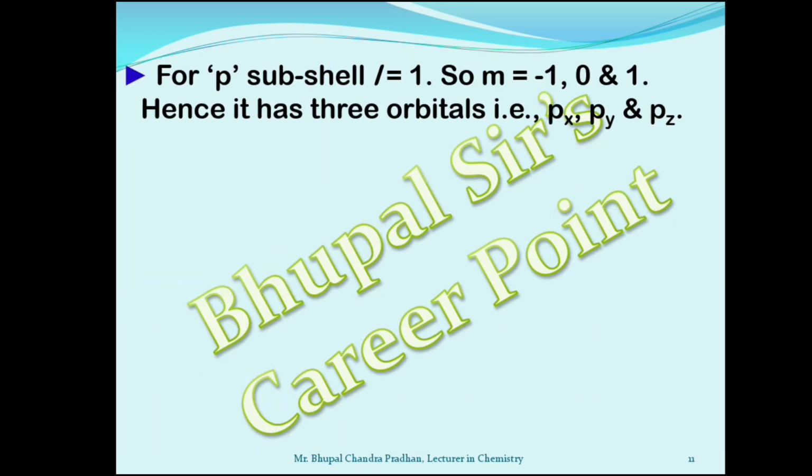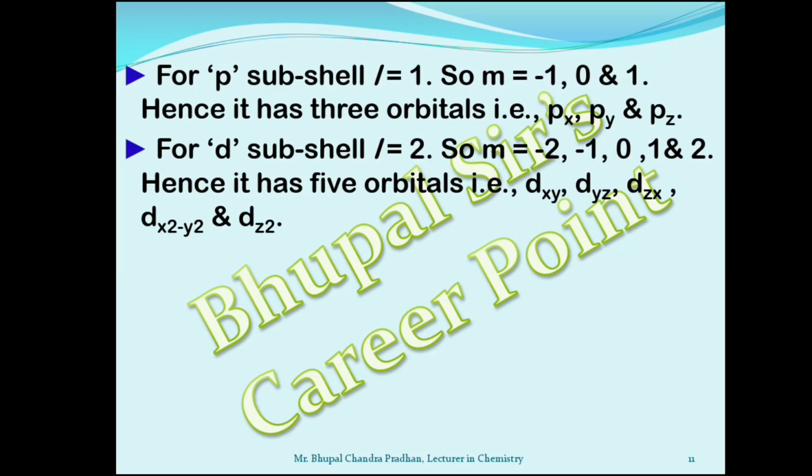In p subcell, l is equal to 1. So m is equal to minus 1 to plus 1 through 0. That is m is equal to minus 1, 0 and 1. Hence it is 3 orbitals, namely px, py and pz. For d subcell, l is equal to 2. So m is equal to minus 2, minus 1, 0, 1 and 2. Hence it is 5 orbitals, that is dxy, dyz, dzx, dx square minus y square and dz square.